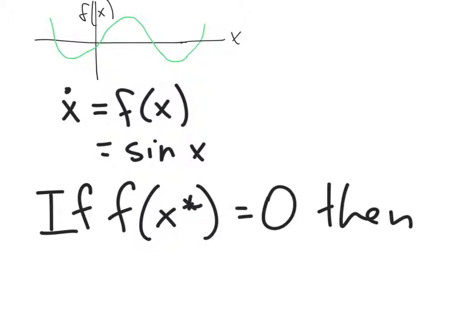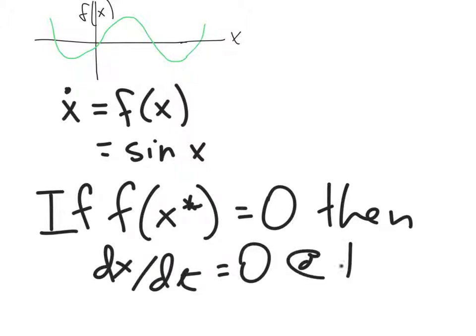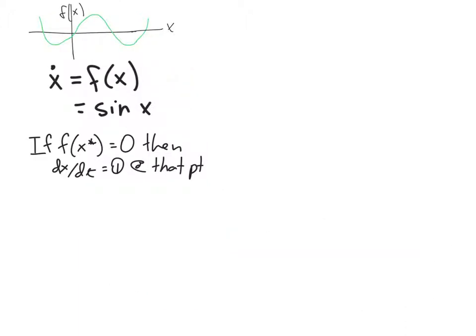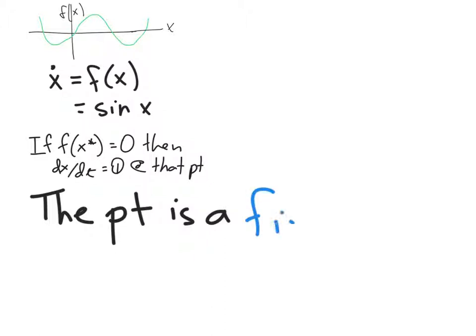then dx dt equals 0 at that point. This means the point is a fixed point. If a solution starts at a point x star where the velocity is 0, it's going to stay there for all time.